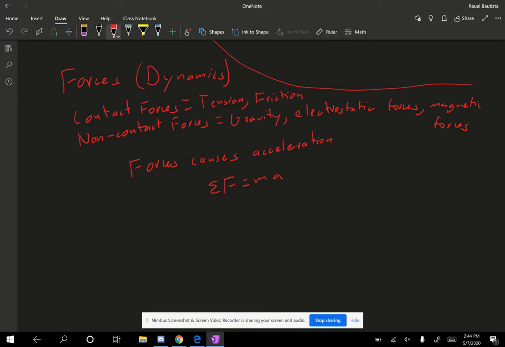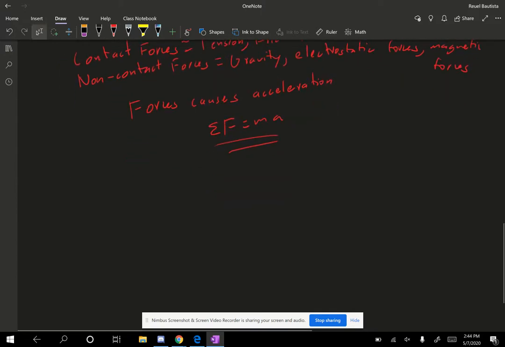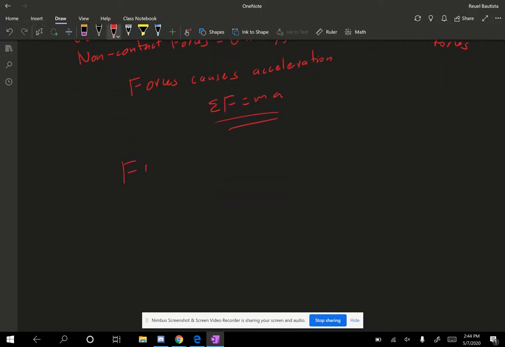This is super important to understand. A net force causes acceleration. Again, if there is no net force, there is 0 acceleration. So this is the force equation. The important thing about forces is the free body diagram.